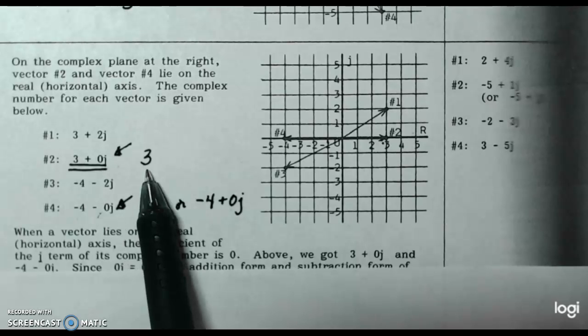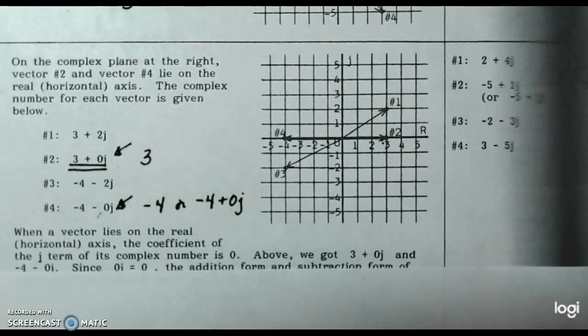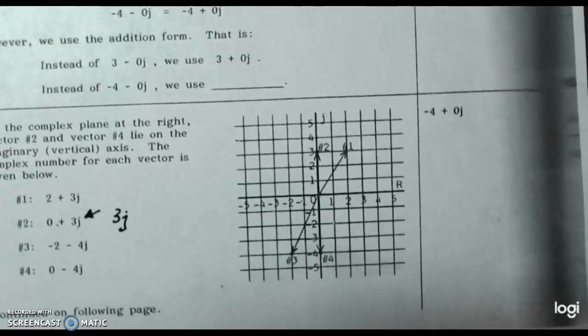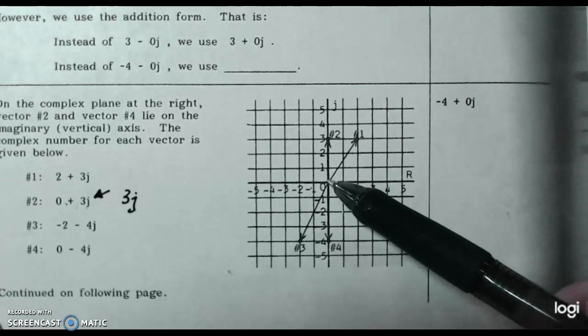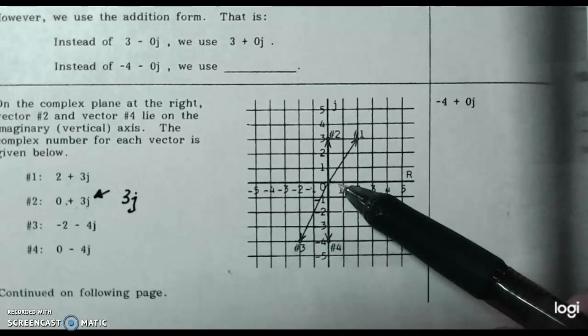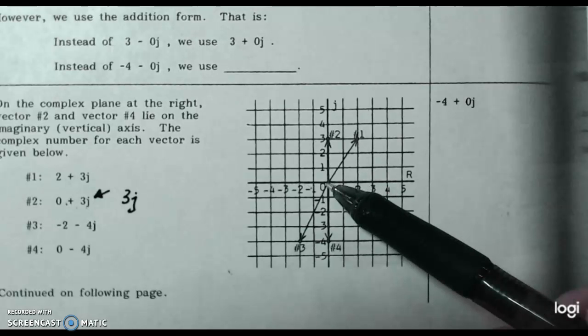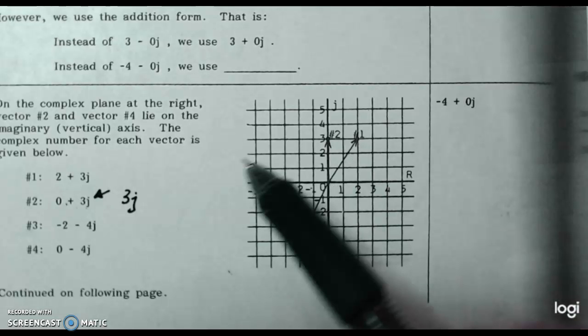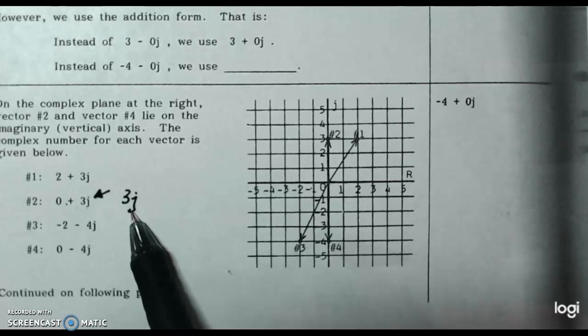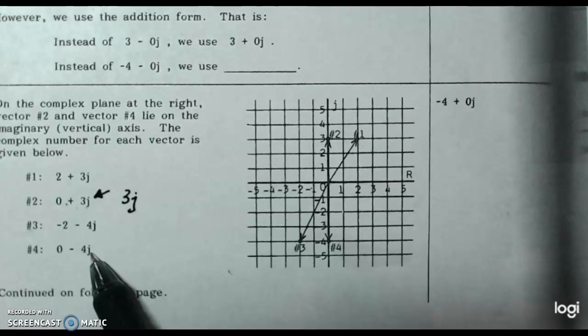You'd have to be told that you were working in the complex number system in order to know that the 3 referred to a complex number. And again, as represented in number 14, you could have only an imaginary component to your complex number. So for example, vector 2 goes 0 in the real direction, neither left nor right, but it goes up 3 units. So that could be written as 0 plus 3j or simply 3j. Likewise, you could have negative 4j corresponding to vector number 4.